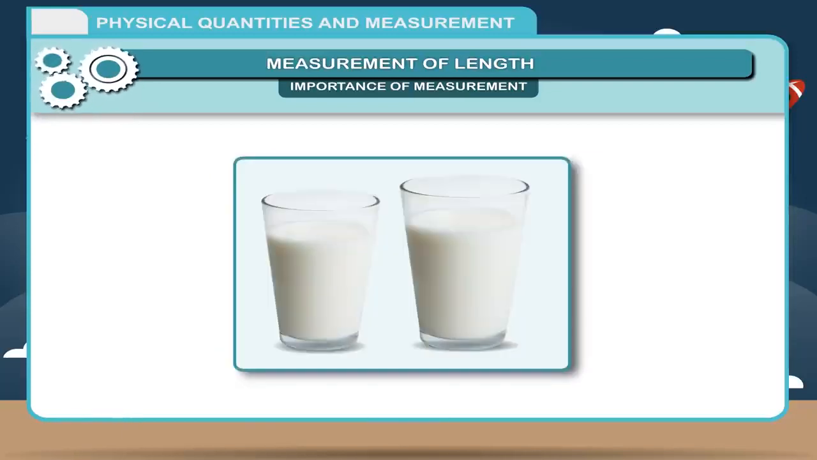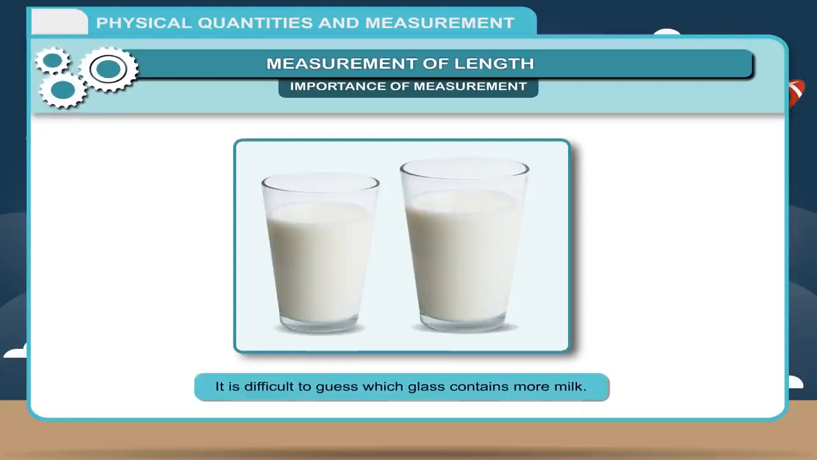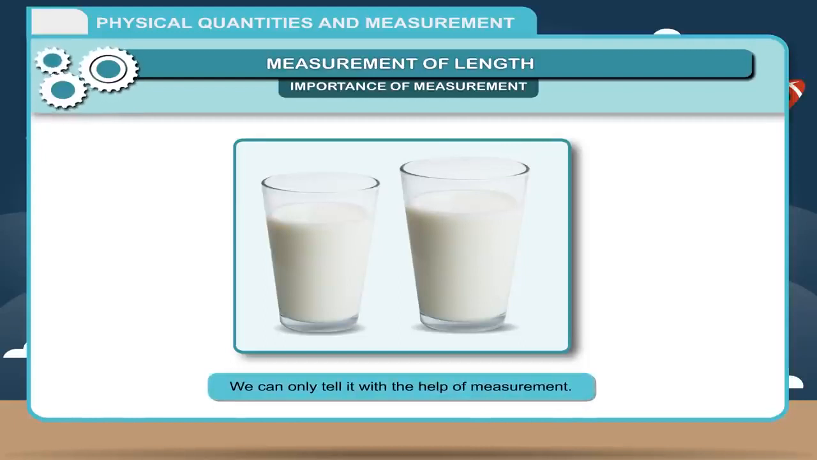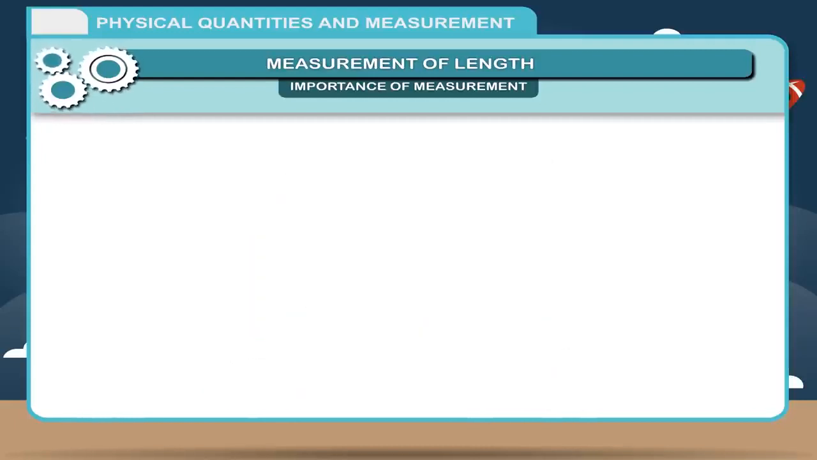Example 2. Two glasses containing milk are given below. In the above figure, two glasses contain milk. It is difficult to guess which glass contains more milk. We can only tell it with the help of measurement.